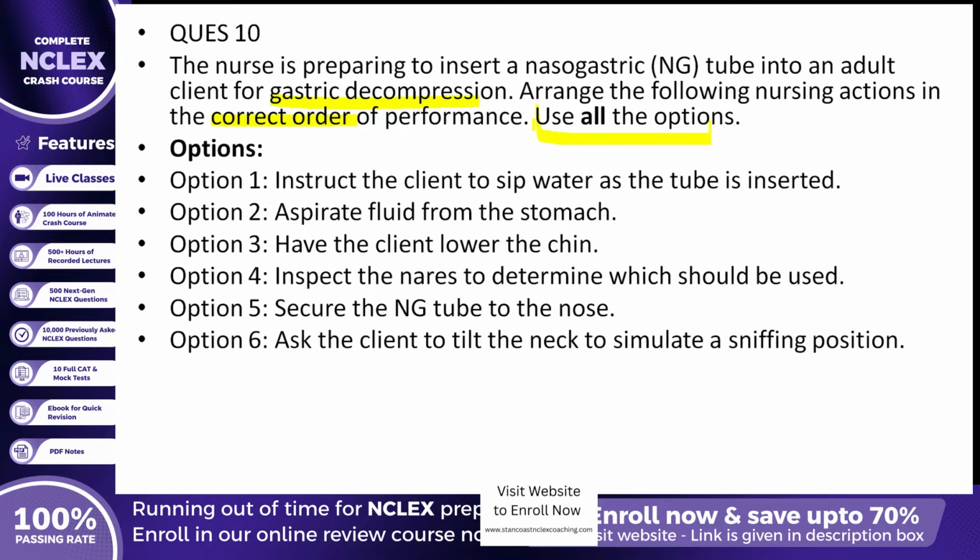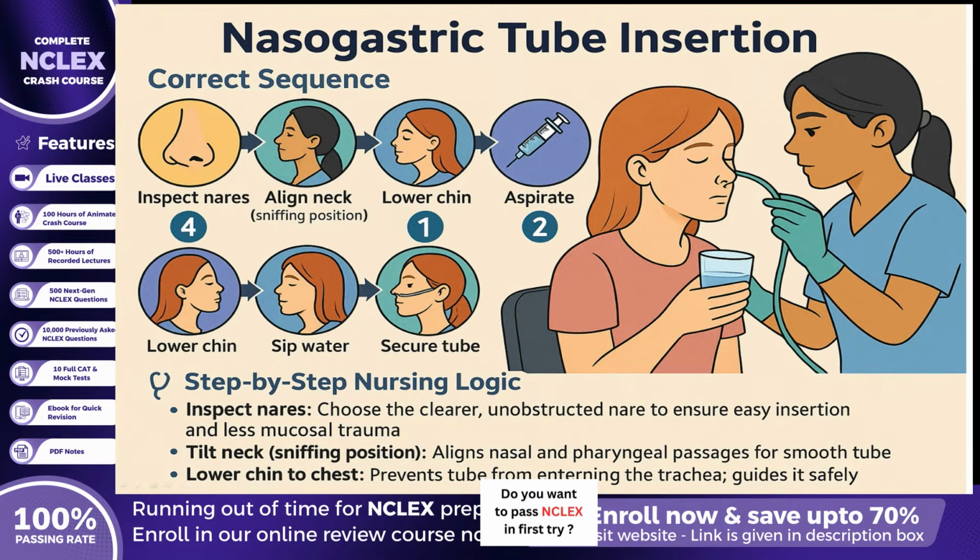Now let us walk through the expanded clinical rationale step by step. The nasogastric tube insertion process follows a specific, evidence-based sequence designed to minimize trauma and prevent aspiration. First, the nurse must inspect the nares to determine which side is more patent, free of obstruction or deviation. Selecting the clearer nare ensures easier insertion and less discomfort. Next, the nurse should ask the client to tilt the neck slightly backward into a sniffing position, which aligns the nasal and pharyngeal passages for smooth passage of the tube through the nasopharynx without friction or mucosal injury.